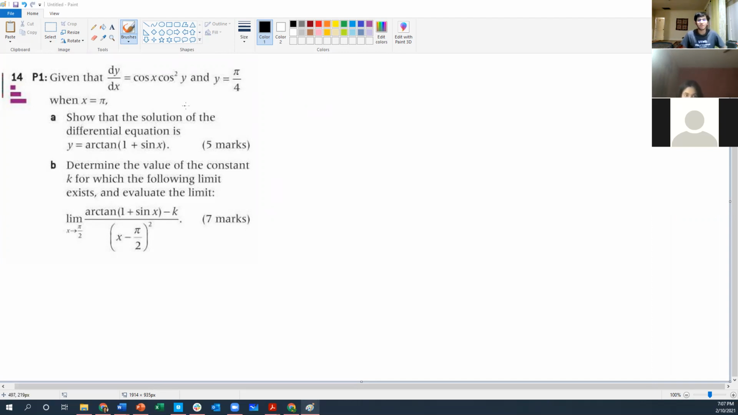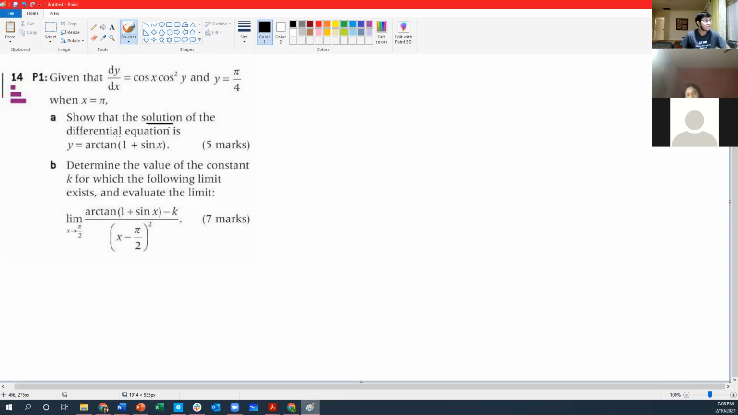Oh, okay. This is actually a differential equation. How funny. So given that dy/dx equals cos x times cos squared y, and y equals that when x equals pi, show that the solution of the differential equation is that. So that's nice. They're telling us what it has to be. If I have dy/dx equals cos x times cos squared y, what's the best way to do this? I think separation of variables. Yeah, separation of variables. Perfect.